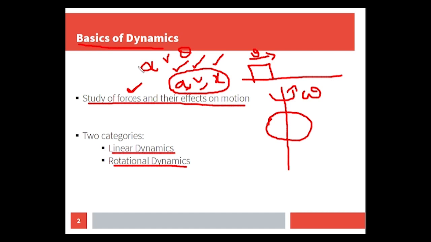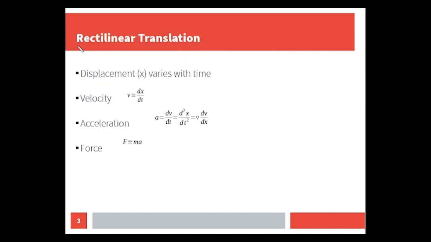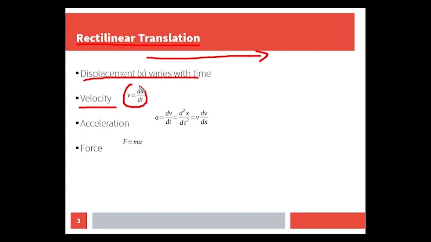So first we are mentioning rectilinear motion. Rectilinear motion is nothing but motion along a line. These are the points. Displacement varies with time, as we are discussing the case of dynamics. And the equation of velocity is a basic simple equation: it's the derivative of displacement. Similarly, the acceleration is the derivative of velocity, or the second derivative of displacement.